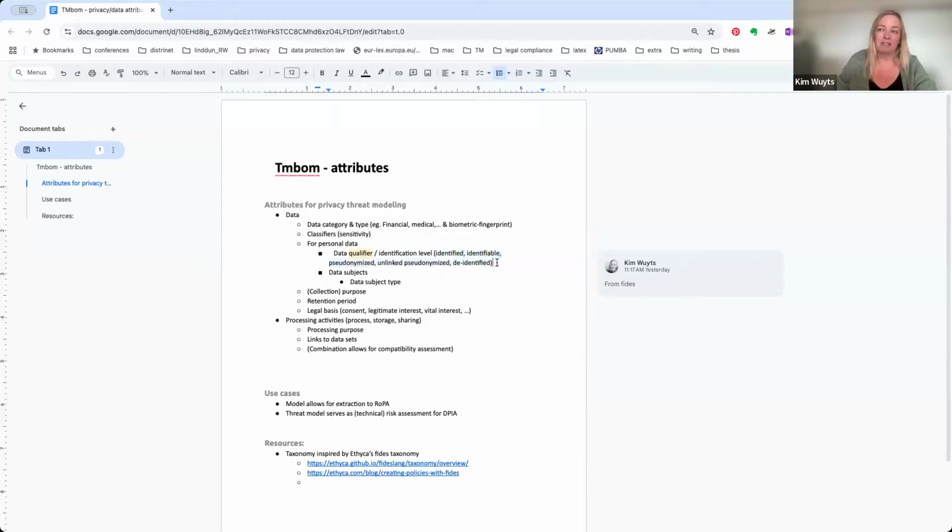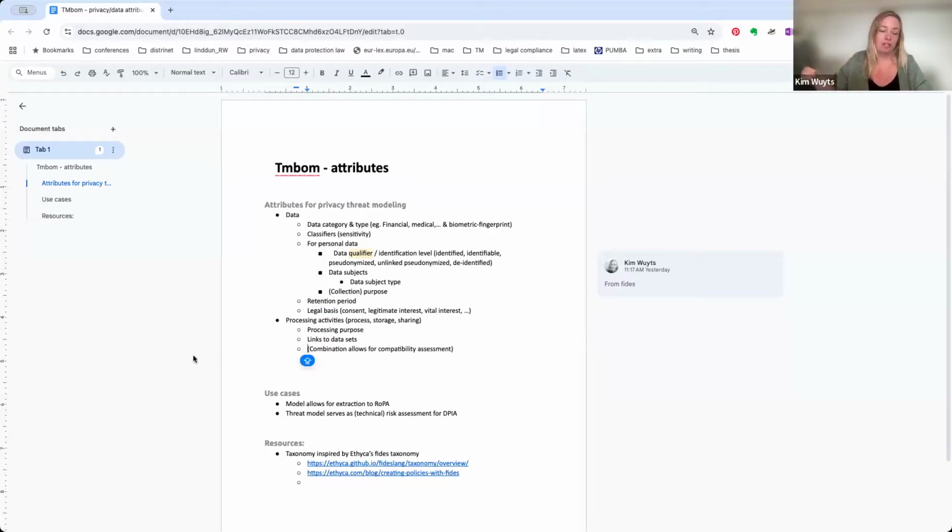But I think it might make sense to have something, as it's probably already a control, but it has an impact whether you have pseudonymized medical information or identifiable or identified information. I guess this is probably also only useful from a personal data perspective.